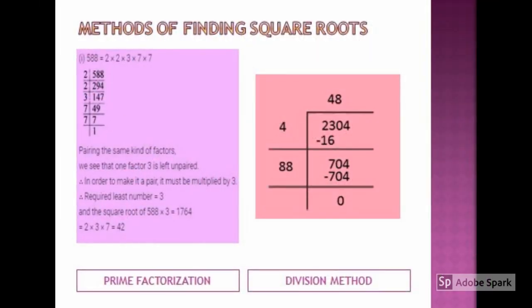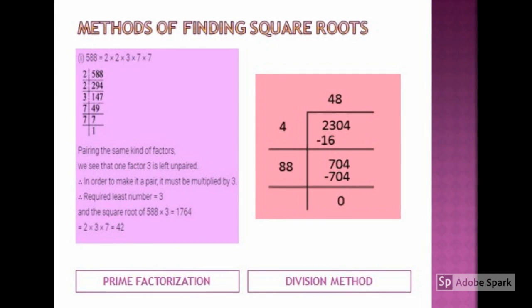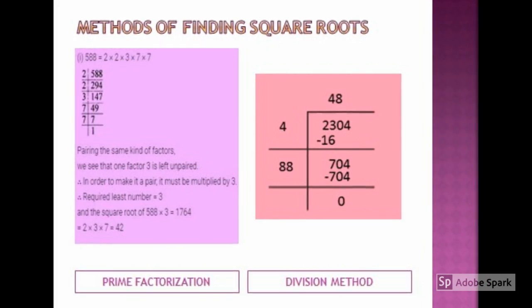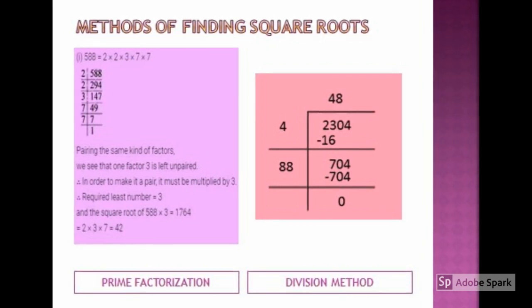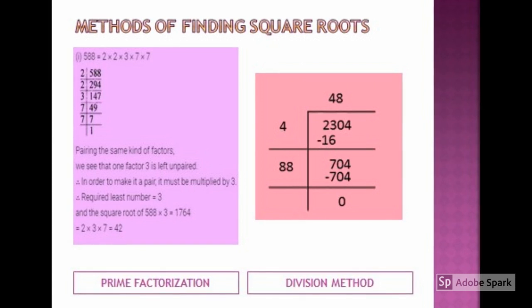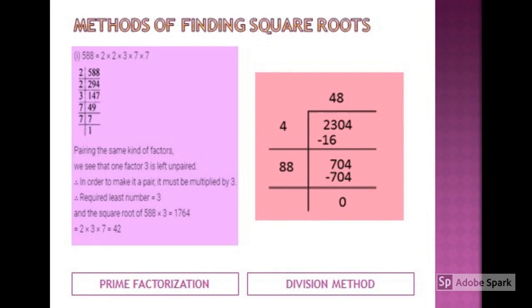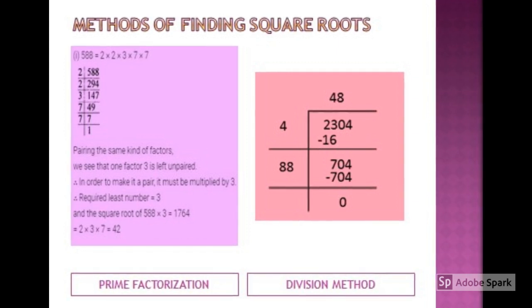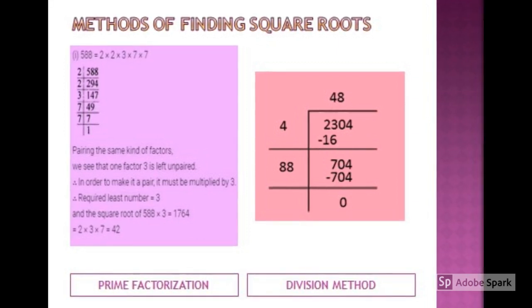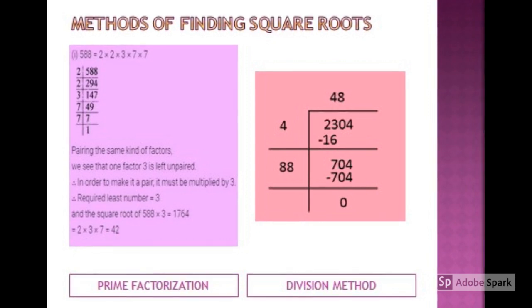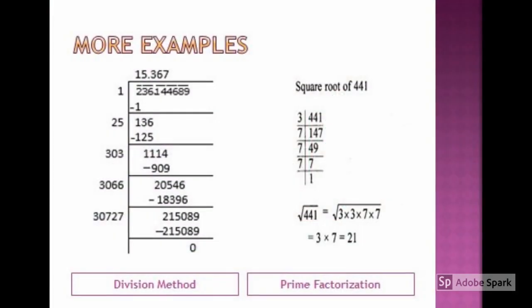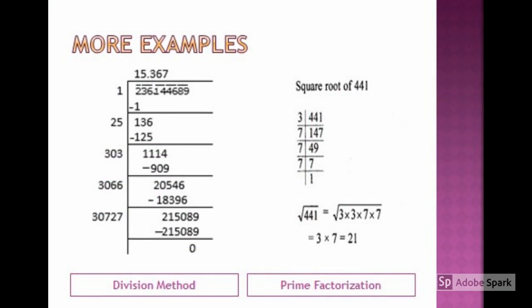There are two methods to find the square roots. The first one is prime factorization, in which we factorize the number into its prime factors and pair them up. The second method is division method, which is more convenient and easy to solve as compared to prime factorization method. Some more examples are there for both methods.